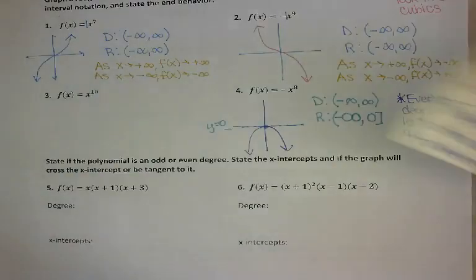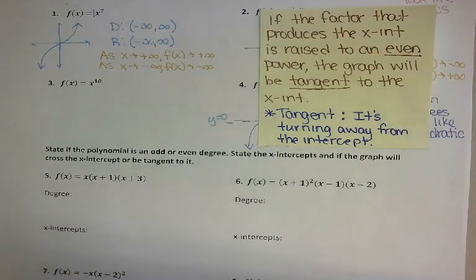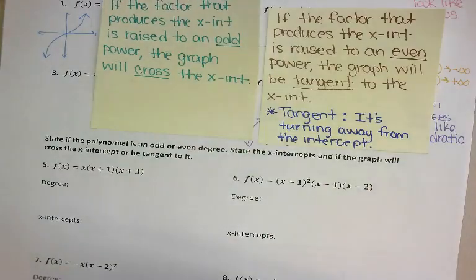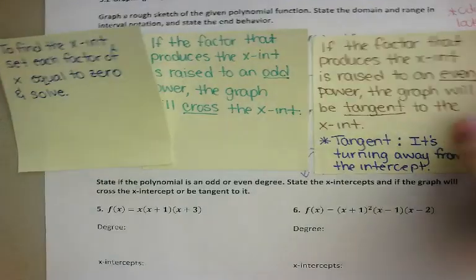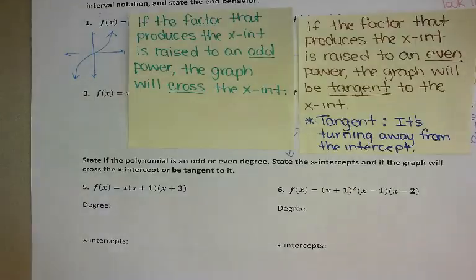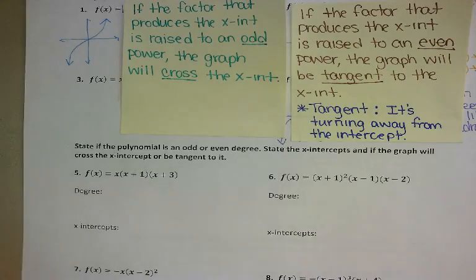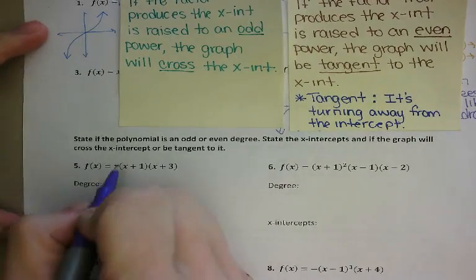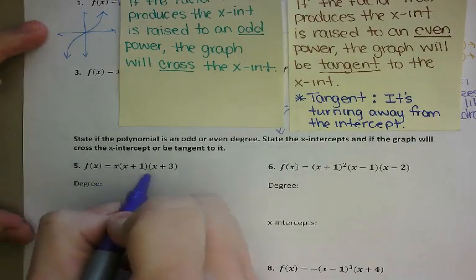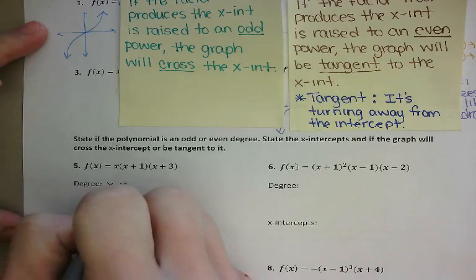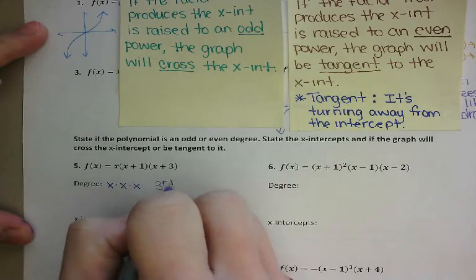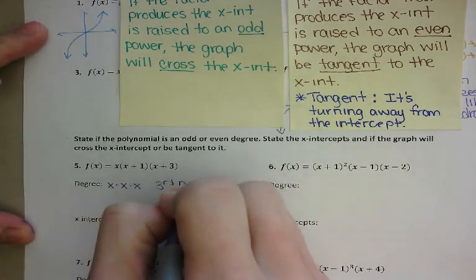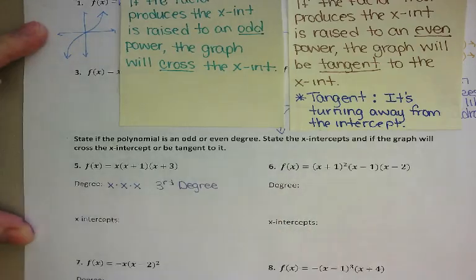All right. So now looking at these next couple examples. Okay, so it says state if it's an even degree or if it's an odd degree polynomial. So you want to see how many x's you have. So here's an x, here's another x, and then I have another x. So this is a third degree polynomial, or cubic, if you should say it like that.